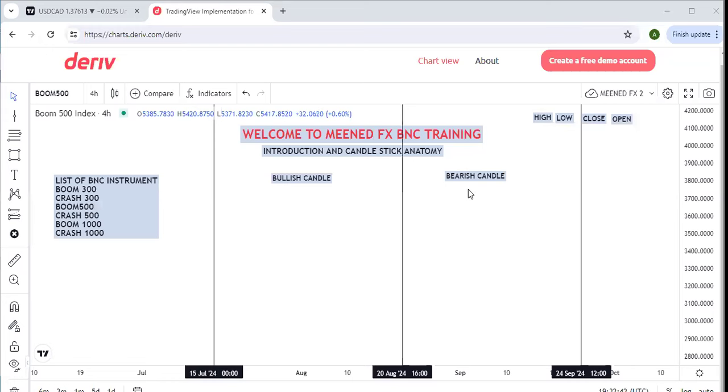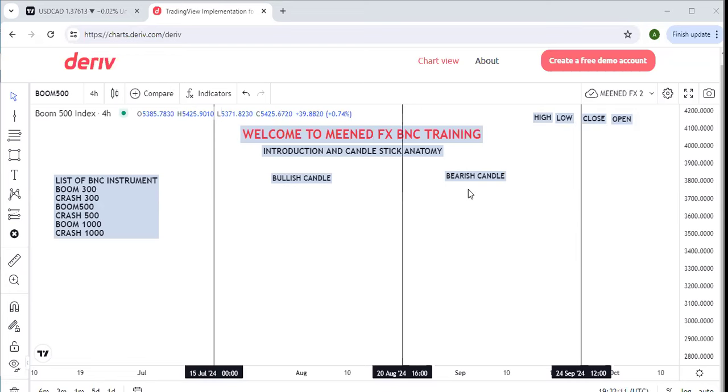about candlestick anatomy. Most of the people here are bosses. I think they know them. Boss Moses knows it. Mr. Emeka knows it. So it's not something new to them. But for the sake of those that are new, I have to start from there so that we can actually come up with something good during the course of the class.